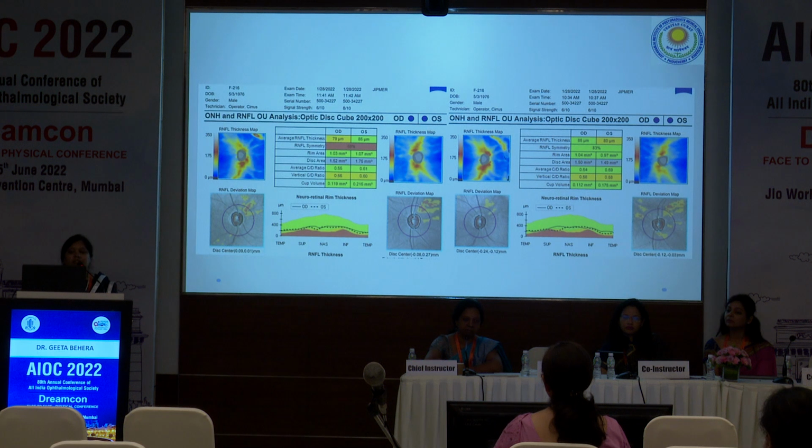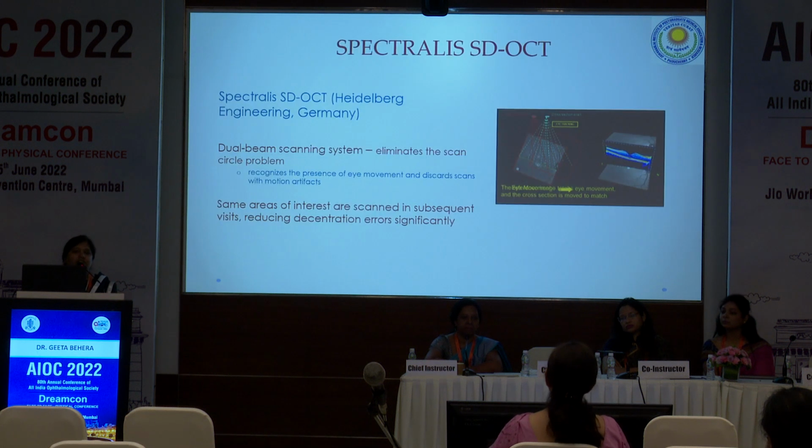Again, just another case in point, please look at these 2 scans. This patient, as you can see in the left map, there is a very large decentration, and the average RNFL thickness is about 79 microns. And when you look at the other map with 85 microns, that is the well-centered circle. The only machine which actually overcomes the decentration error is the Spectralis OCT. It has a dual beam scanning system which completely eliminates the scan circle problem. The other devices, unfortunately, do not have this technology.